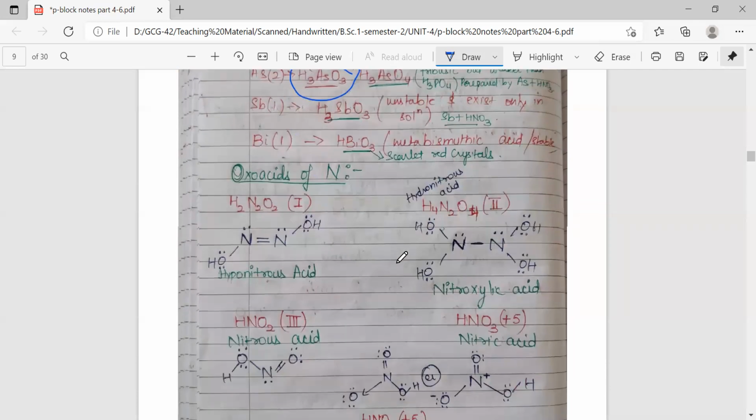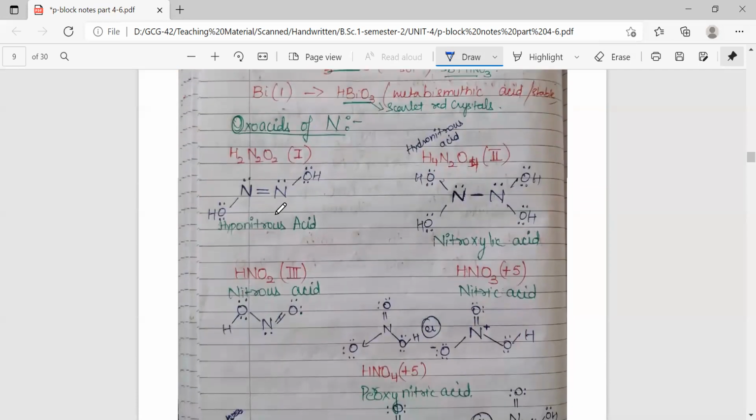So these are the oxo acids of nitrogen. This is hyponitrous acid, H2N2O2. Here nitrogen is in +1 oxidation state. This is called nitroxylic acid or hydronitrous acid. Here nitrogen is in +2 oxidation state. Next we have nitrous acid. Here nitrogen is in +3 oxidation state.